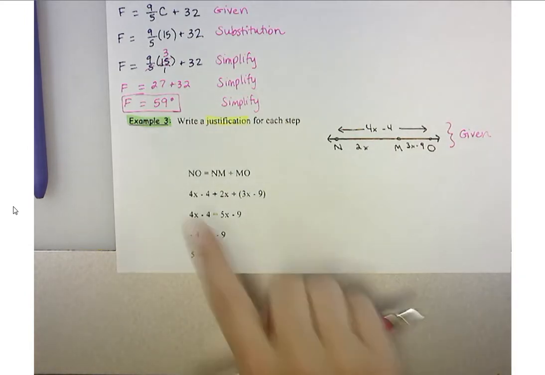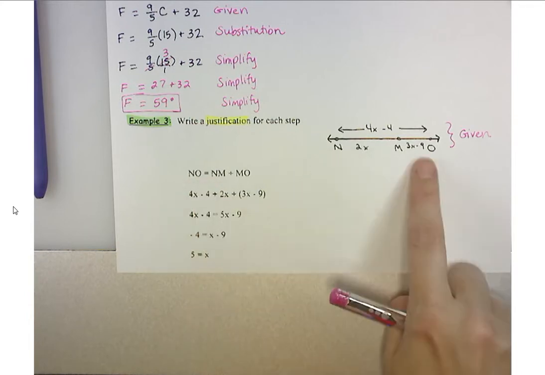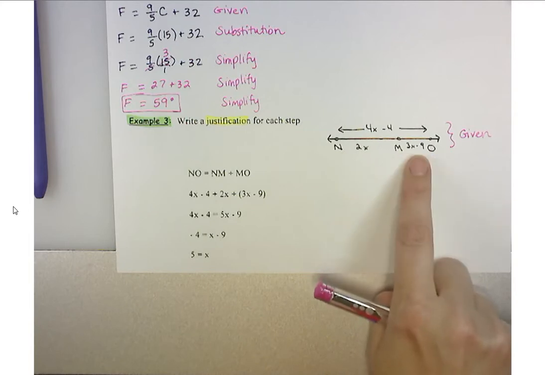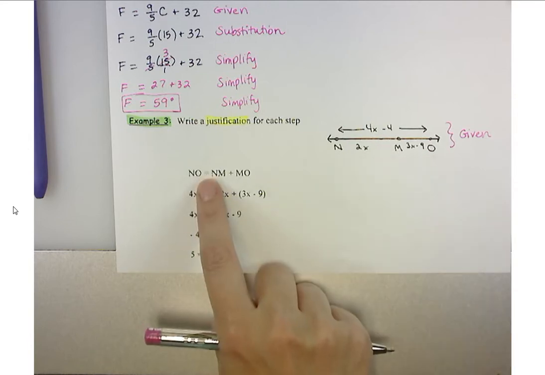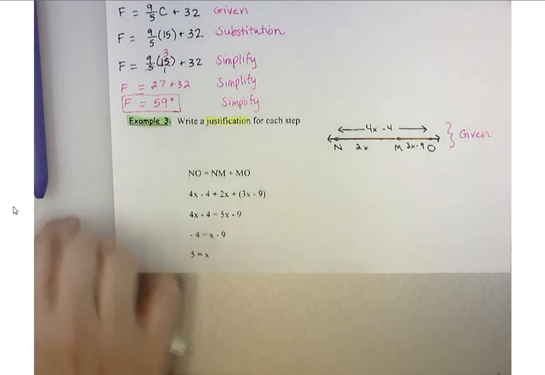Now let's look at this. This should seem familiar. It says NO equals NM plus MO. Why is there an equal sign on it? Yeah, there's no equal sign. It's right there. No, below. Oh, addition, yeah, that should be. Yeah, we'll fix that when we get there.